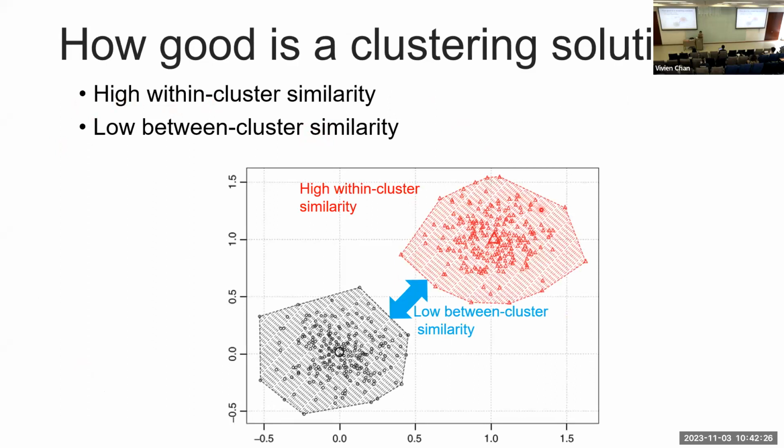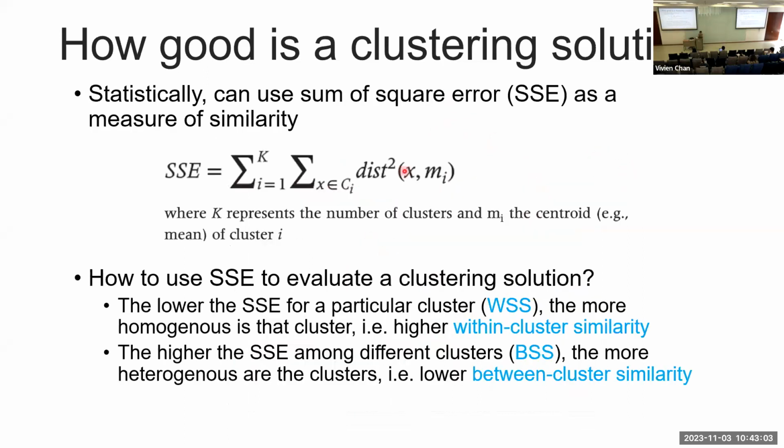You want the data points within the cluster to be as similar to each other as possible. That's why you prefer a high within-cluster similarity. And you want different clusters to be as dissimilar to each other as possible, so that's why you prefer a low between-cluster similarity. Basically, these are the two criteria for measuring the cluster. Then the next question is, how are you going to quantify the similarity? Again, of course, we are making use of the distance. Statistically, we will use the sum of square error as the similarity measure.